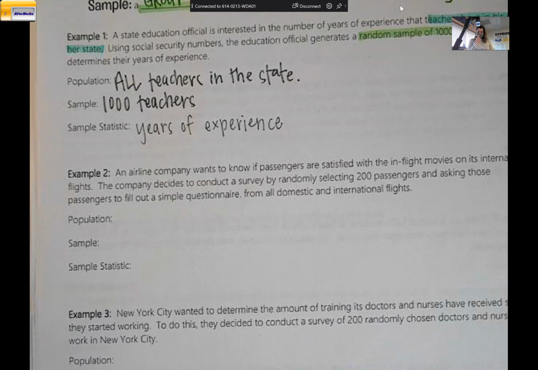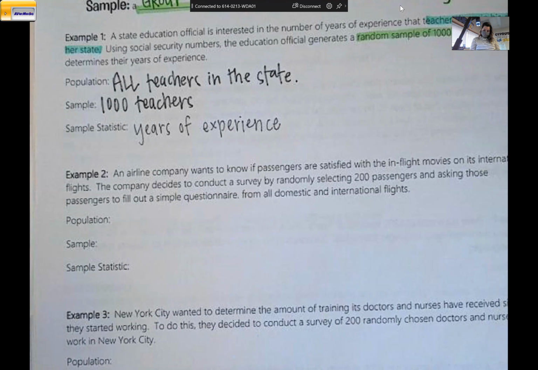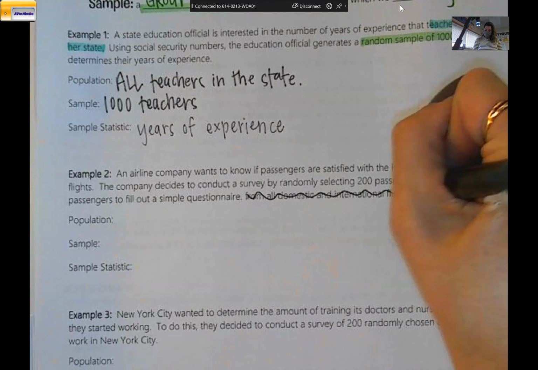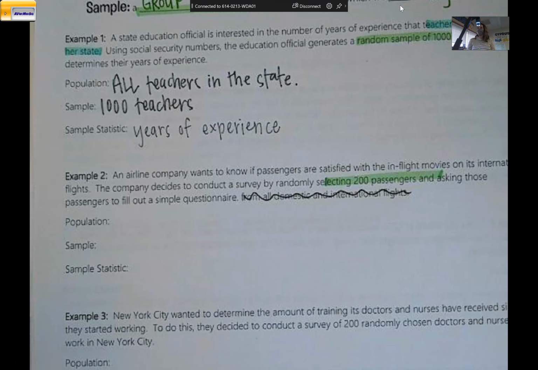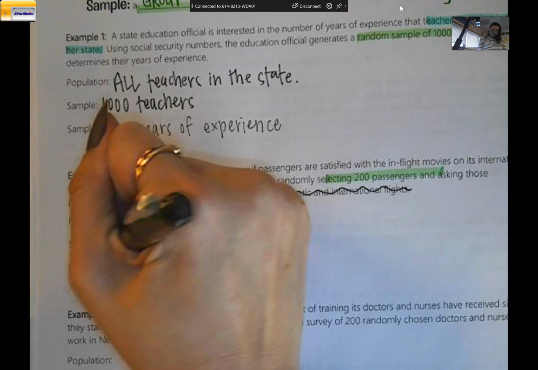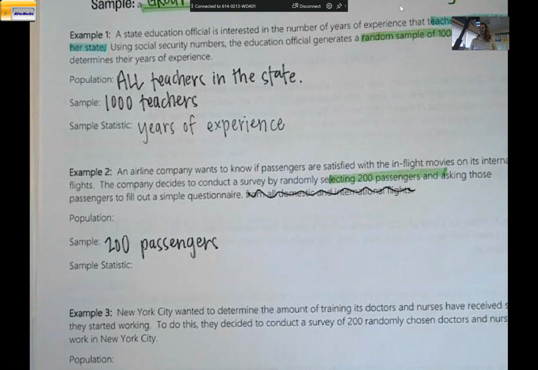Okay, 2. An airline company wants to know if passengers are satisfied with the in-flight movies on its international flights. The company decides to conduct a survey by randomly selecting 200 passengers and asking those passengers to fill out a simple questionnaire. That end part you can just ignore. So, the sample is easy to find. We're randomly selecting 200 passengers. So our sample is 200 passengers.